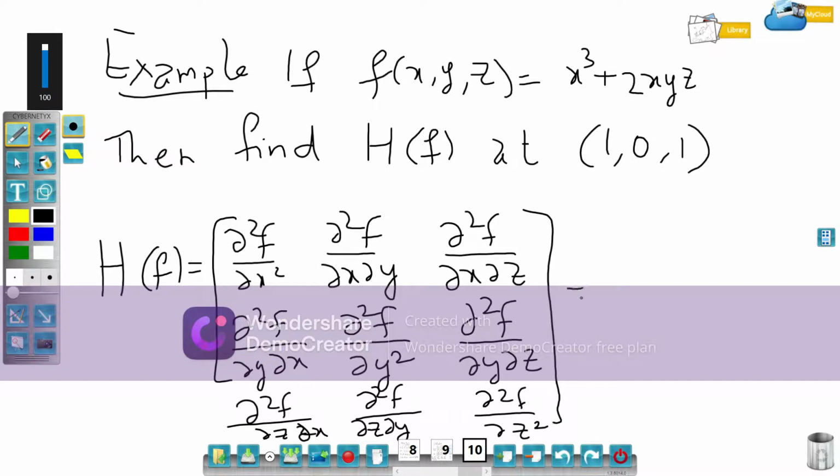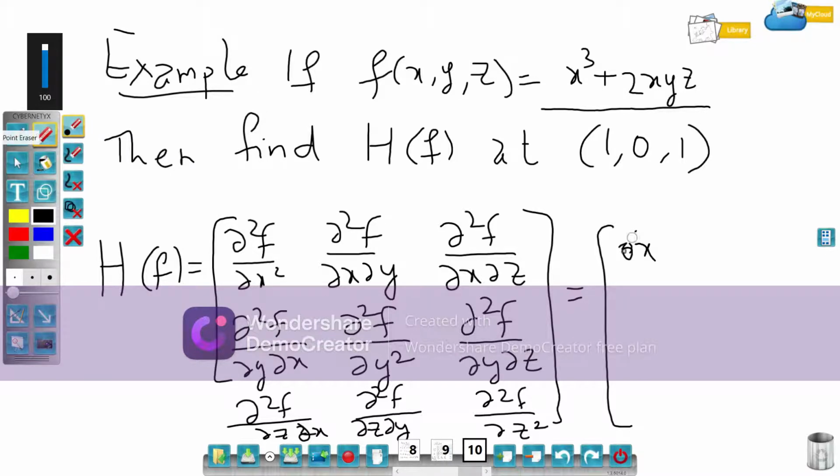So we can easily calculate these derivatives. The partial derivative with respect to x is 3x², and then again with x you will get 6x. The first time it is yz, but when you differentiate with respect to x it will get 0. It is better to calculate these first, so I will go to the next page.